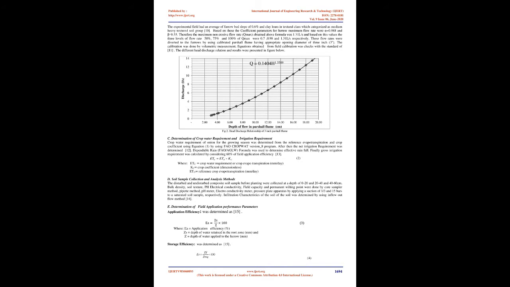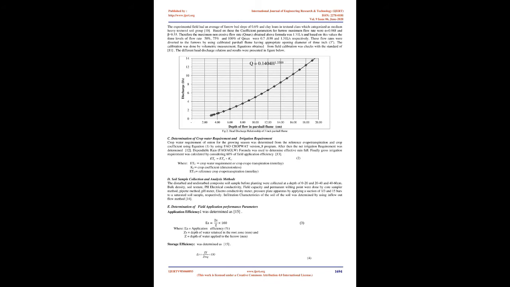These flow rates were diverted to the furrows using a calibrated partial flume having an appropriate opening diameter of 3 inch. The calibration was done by volumetric measurement. Equations obtained from the field calibration were checked with the standard of 11. The different head discharge relations and results are presented in the figure below.